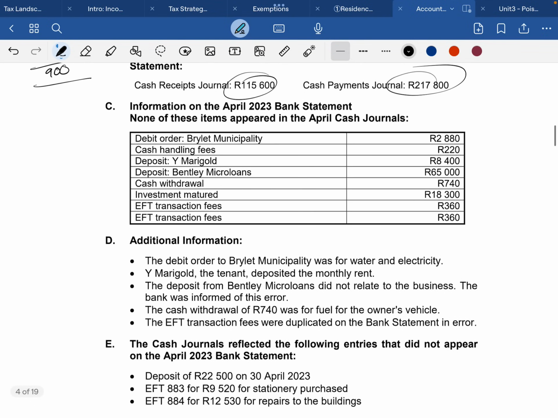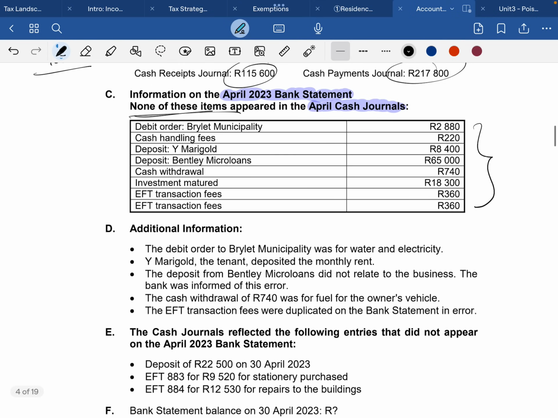Then information C says information on the April 2023 bank statement. This is very important. It's on the bank statement, but it's not on the April cash journals. None of these items appeared in the April cash journals. First bullet point in information D, which is additional information. It says the debit order to Bralett Municipality was for water and electricity. This happened in the bank account, but it was not on our cash payments journals.